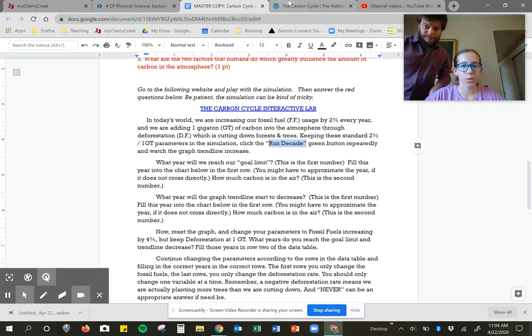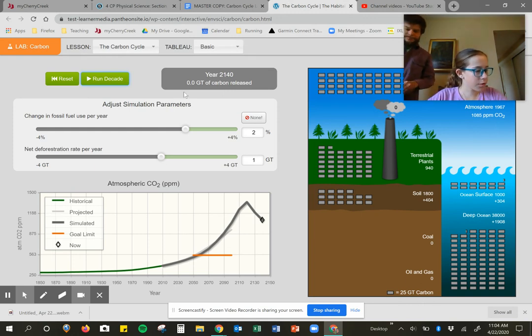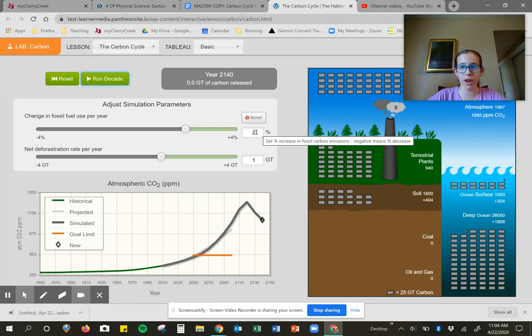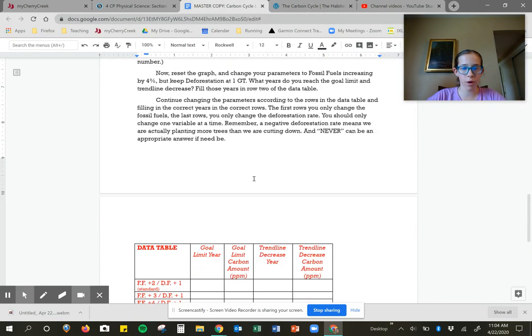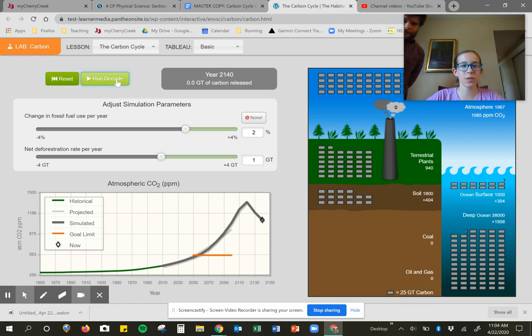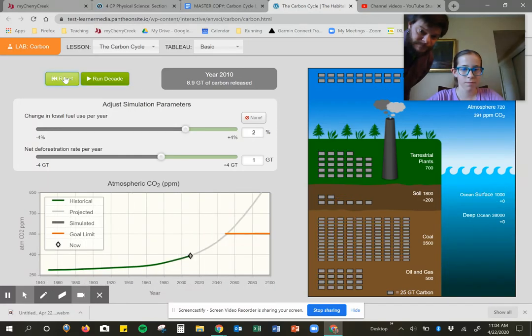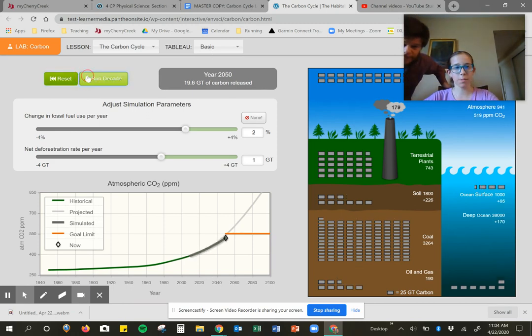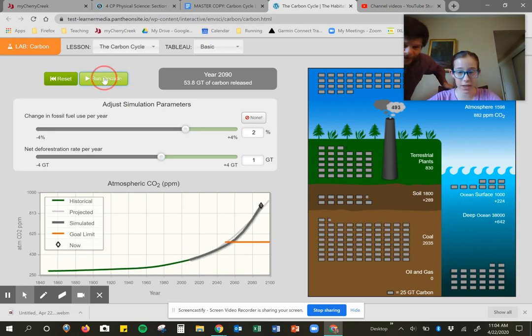Okay, so first, how you change the variables is we have it at 2 right now, which we need to have it at for the data table. So we need fossil fuel at 2 and deforestation at 1, which we have. Now, hold on one second, Chloe. Before we get going, let's reset this. Where is all the carbon right now? It's all on the ground, but when we keep pressing run decade, it goes up into the air, into the atmosphere, and into the ocean.